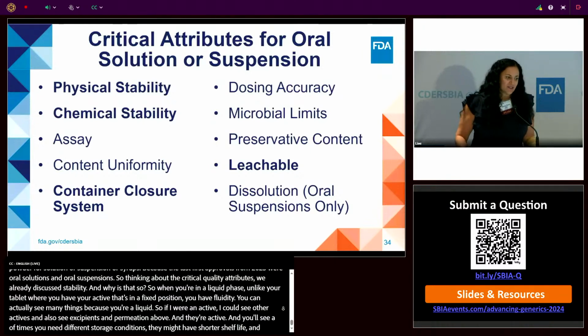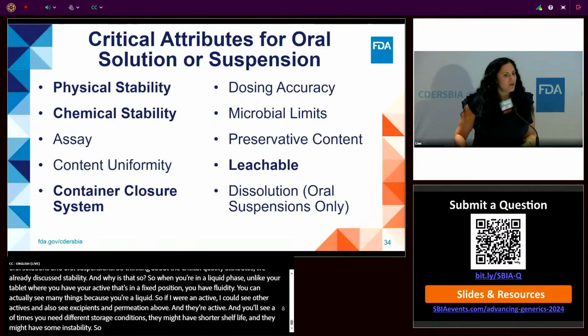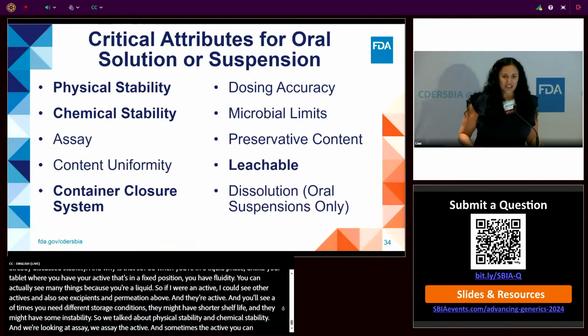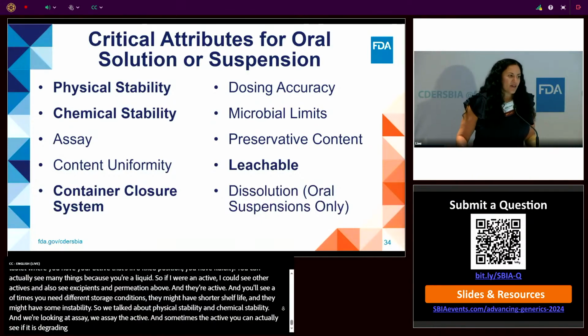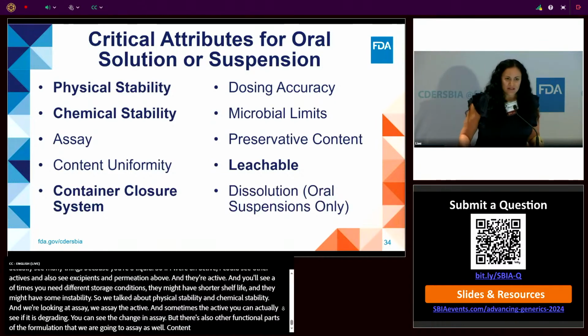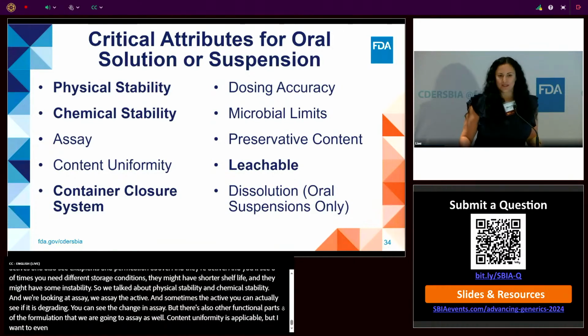And so we talked about physical stability and chemical stability, and we were looking at assay. We assay the active, and if it is degrading, you can see changes in the assay. But there are also other functional parts of the formulation that we are going to assay as well. Content uniformity is applicable, but I want to throw out another term for oral suspensions, and that's dose uniformity.